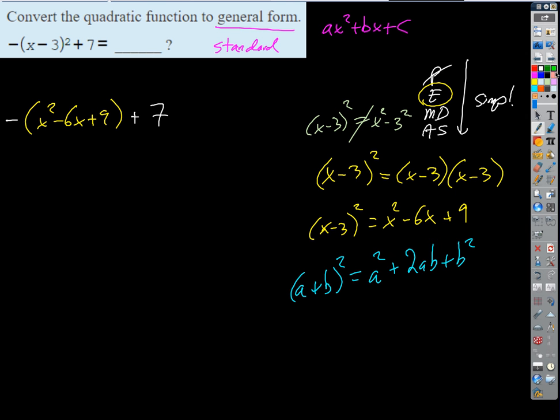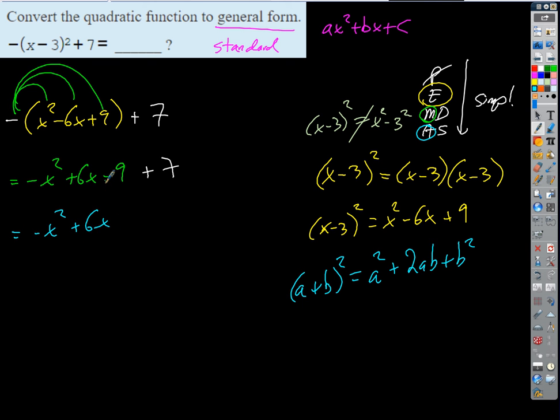What's next? Down. Okay, we got to multiply. In this case, we're multiplying the negative 1, so we're distributing. So we end up with negative x squared plus 6x minus 9. Plus 7, and then last, add like terms. Okay, no big deal. Okay, so we finally end up with negative x squared plus 6x, and negative 9 plus 7 is minus 2. So there's our answer, right? Okay.